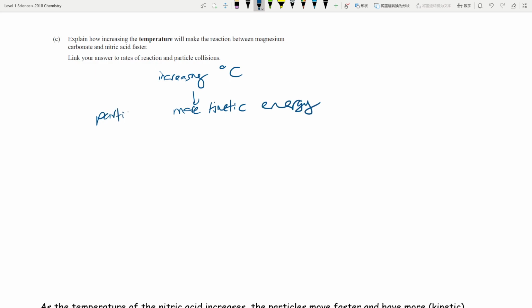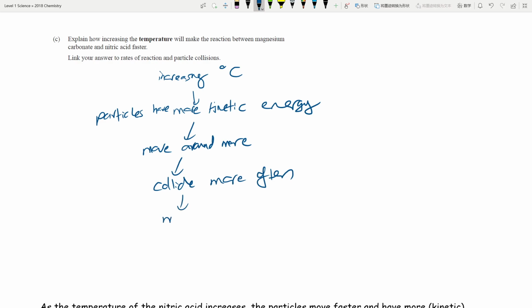Particles have more kinetic energy. What does that mean? They will move around more. They will collide more often. Therefore, more collisions per unit time.